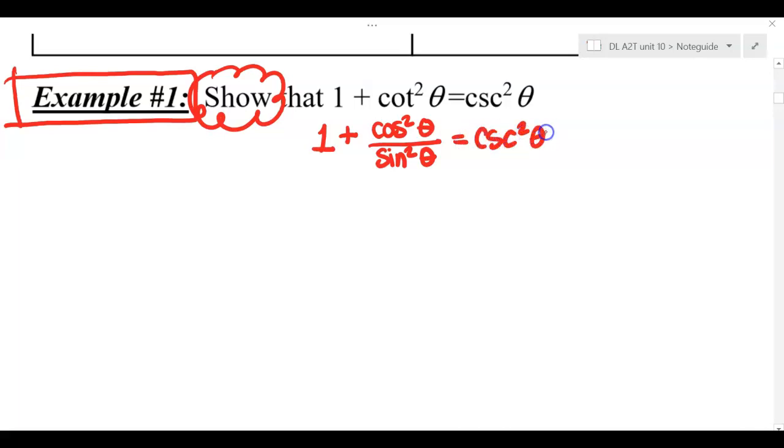I'm not doing anything to the right side. So my next step, and how would I know I want to combine these together? My ultimate goal is to make it look the same as the right side, and the right side is one simple trig function. So I know that on the left side, I want to try and combine everything together. So I want to try and add these two together. So I'm going to rewrite 1 so that it has a common denominator with the other fraction whose denominator is sine squared. So I'm going to choose to rewrite 1 as sine squared over sine squared.